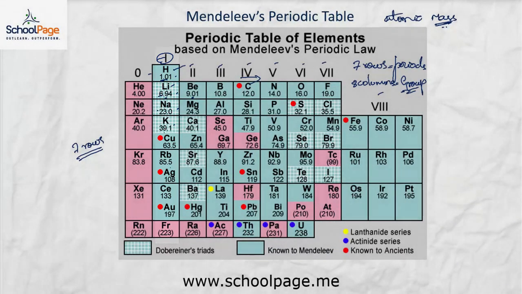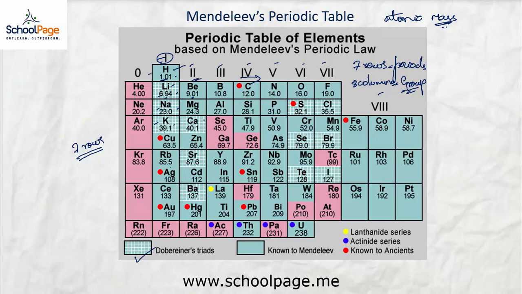Lithium, sodium and potassium do form the Dobereiner's triad. Recall the examples for Dobereiner's triad. Yes, lithium, sodium and potassium did form a Dobereiner's triad, which all had similar chemical properties. All the elements in a particular group had similar chemical properties when arranged in increasing order of their atomic mass. This is a very special observation he made.